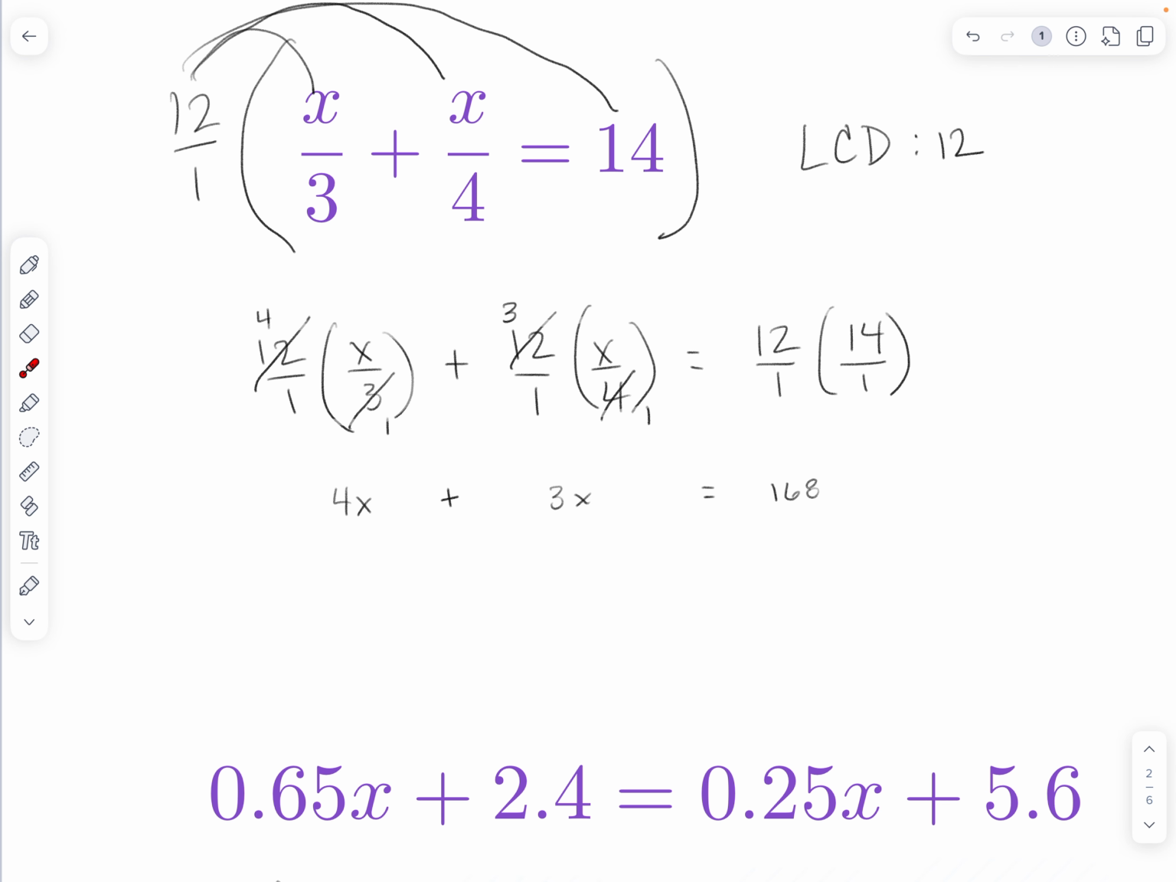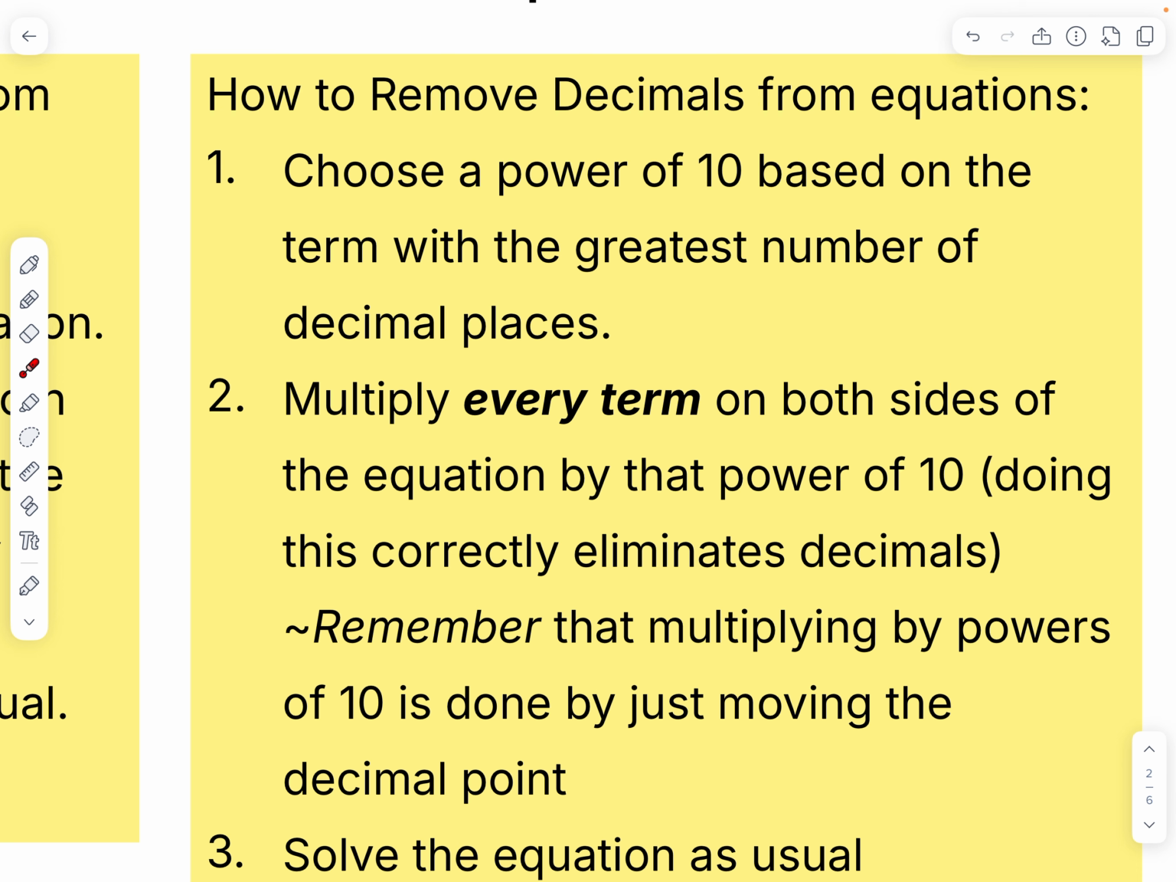All right, now the next example is going to be removing decimals from equations. The first part of the instructions says to choose a power of 10. Powers of 10, 10 to the first, 10 squared, 10 cubed, 10 to the fourth, are going to tell me how many zeros there are. So I either have a 10, or a 100 with two zeros, a 1000 with three zeros, a 10,000 with four zeros, etc. So we're going to choose a power of 10 based on the term with the greatest number of decimal places. So we come down here and we see that I have two decimal places here, only one here, two here, and only one here.